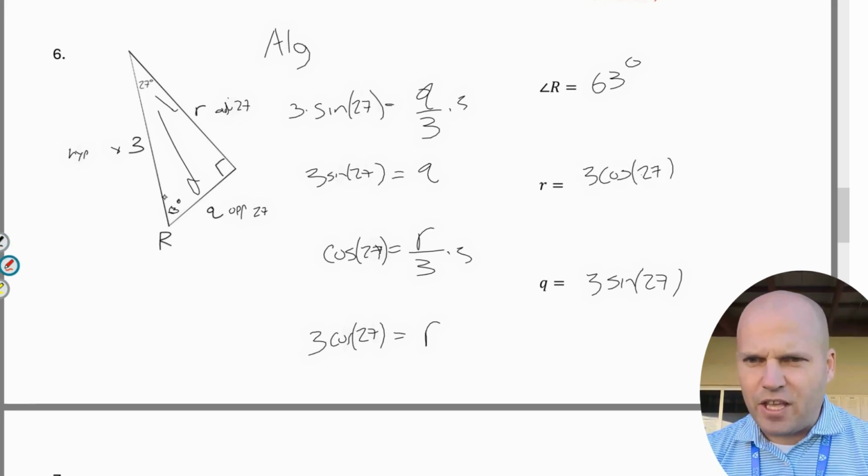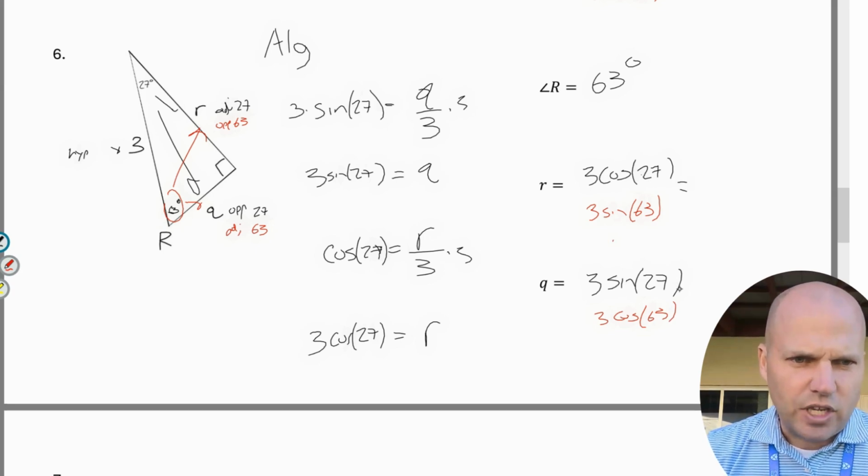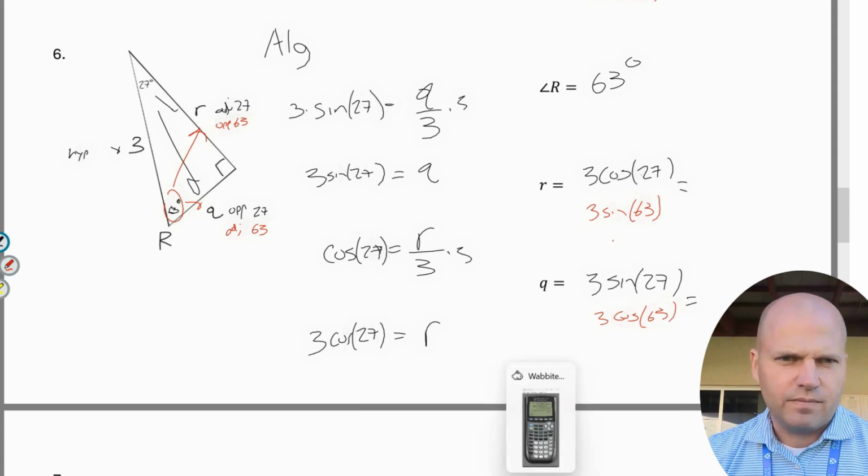We could have done the same thing with 63. This is going to be opposite 63. This is going to be adjacent 63. So we would have found that we would have scaled the sine of 63 or the cosine of 63, and we would get the same thing as the cosine of 27 and the sine of 27.